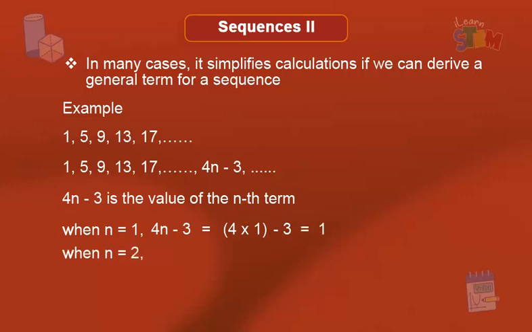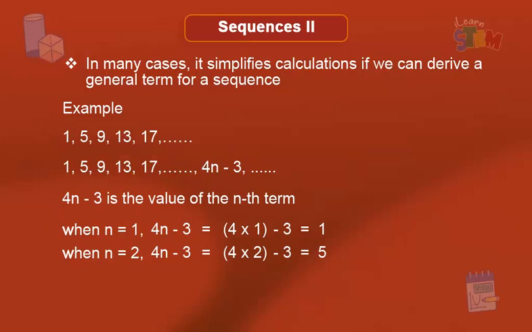When n equals 2, we substitute 2 for n into the general term. This gives us 4 multiplied by 2 minus 3. 4 multiplied by 2 is 8. 8 minus 3 equals 5. Other terms in the sequence are also derived by following this same pattern.